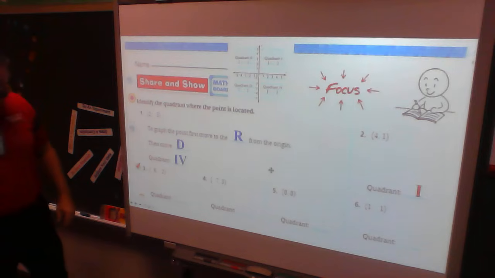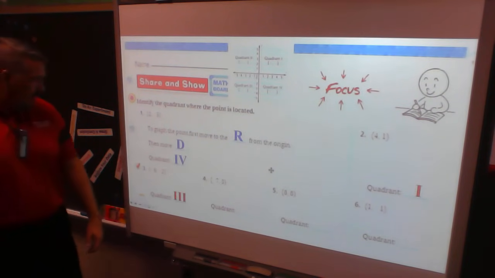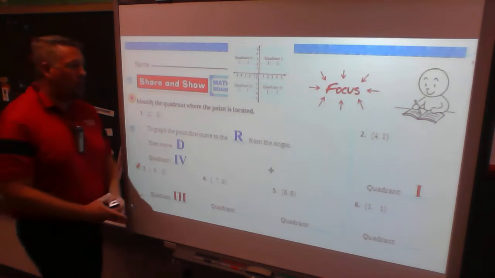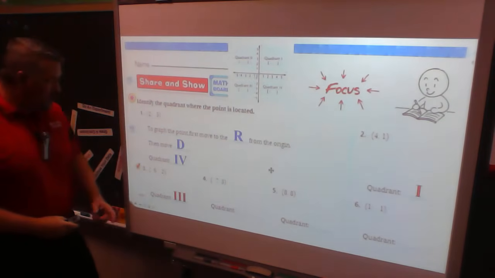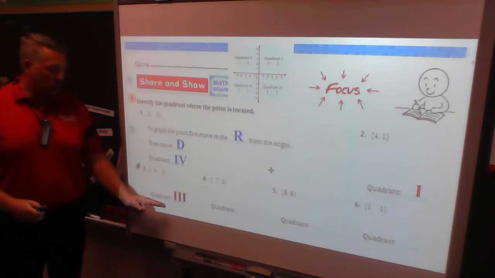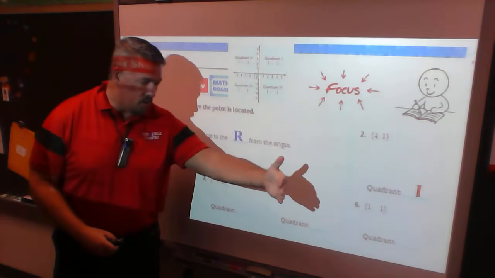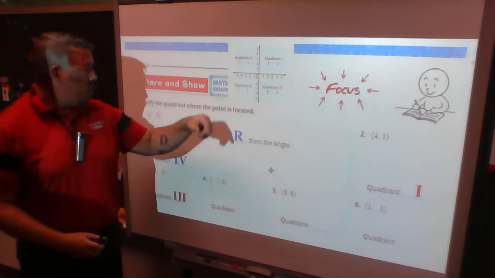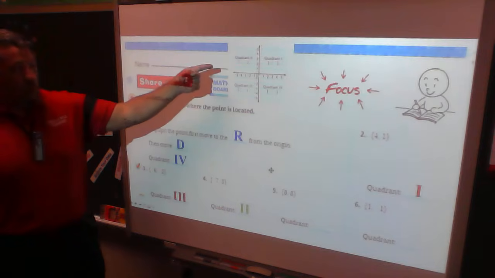For question 3, I have negative 6, negative 2. Well, negative 6, negative 2 takes me back and then down, right? So I go to my point of origin, I move back and down. That's always going to be my quadrant 3. For question 4, going to my point of origin, going back and then up. So going back and up, a negative followed by a positive is always going to be quadrant 2.